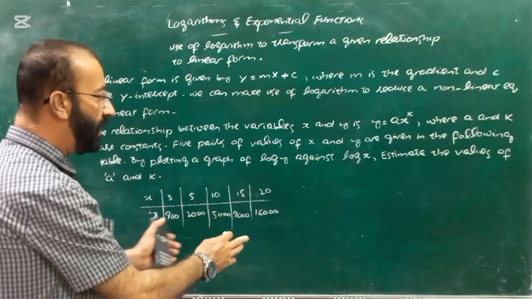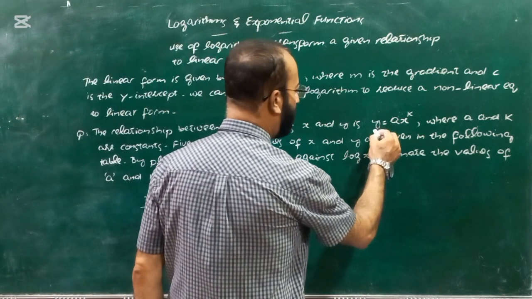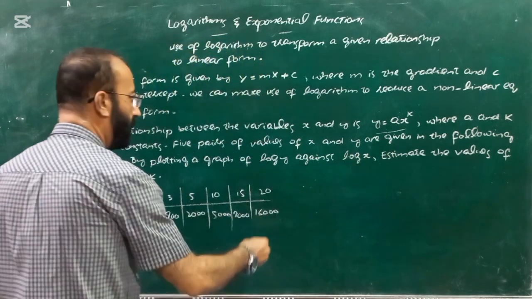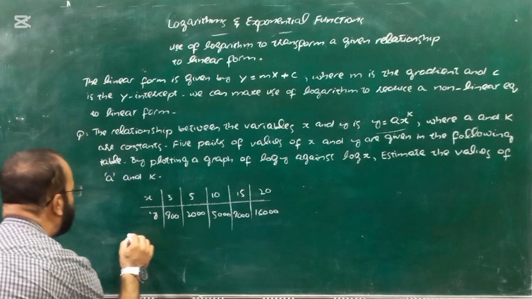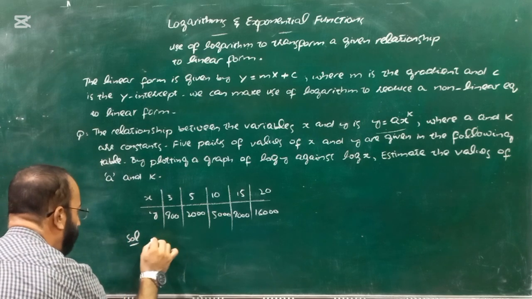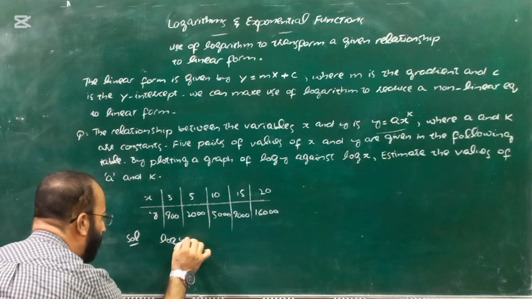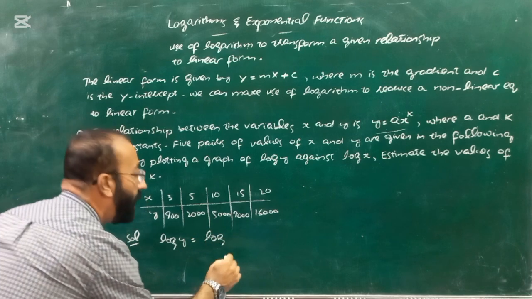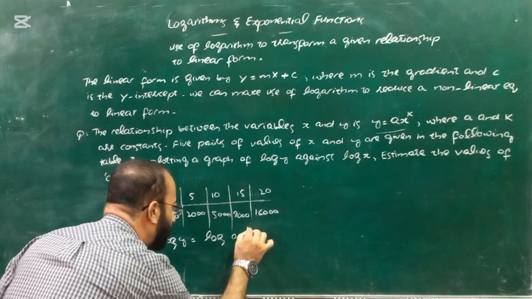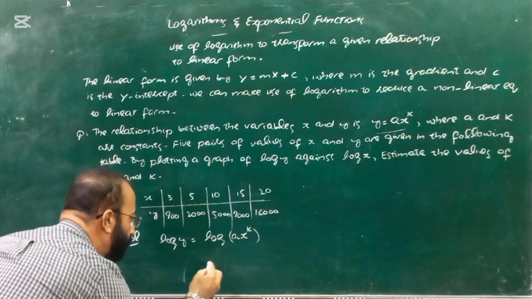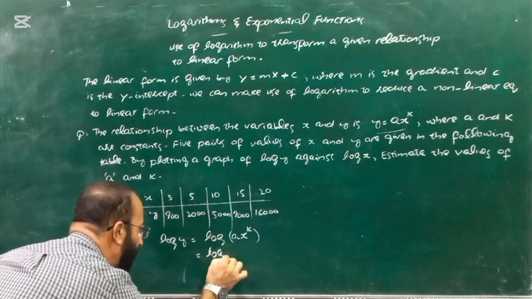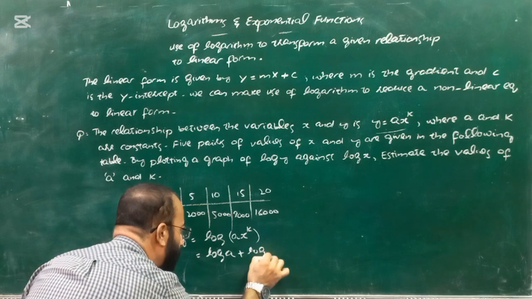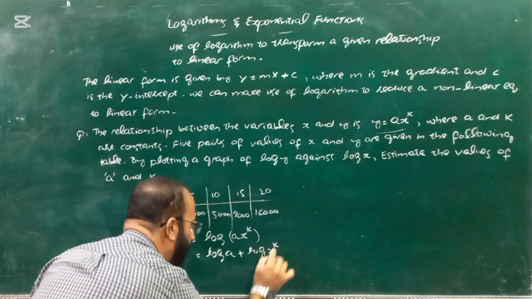So the method in these kinds of questions is that we have to take the log. So look now, first we will take the log of both sides. So log of y is equal to log of ax raised to the power k. Because these two values are multiplying, their logs will be added. So log of a plus log of x raised to the power k.